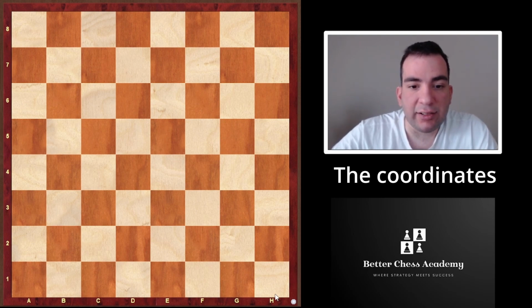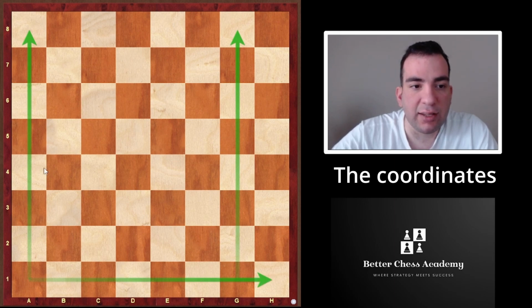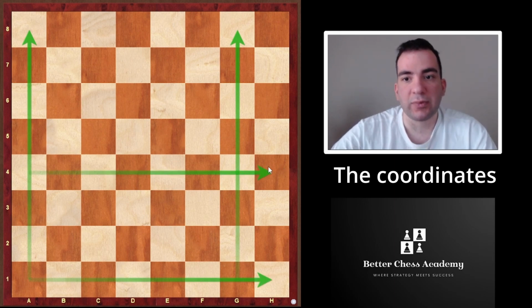The letters are referring to vertical files. So for example, we are having the A file and the G file here. And the numbers refer to horizontal ranks. So we are having the first rank here and the fourth rank here.